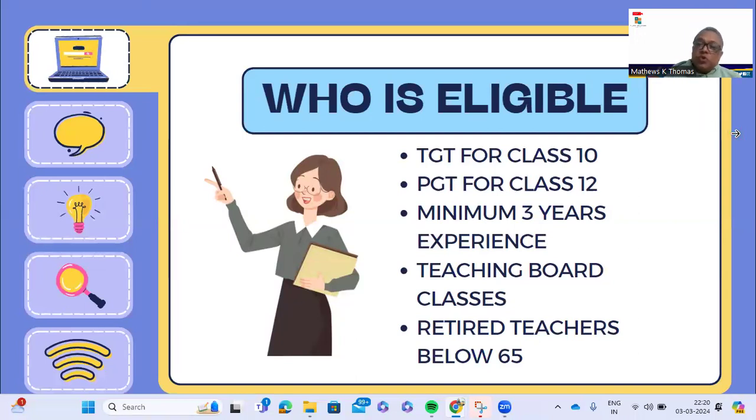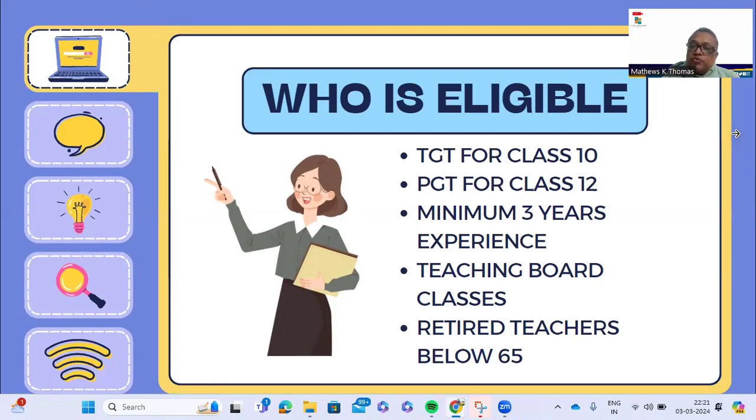Also, you should be teaching board classes. See, TGT means you are a teacher teaching 6 to 10. So it is quite possible that you are not teaching the board classes. You are teaching only 6, 7, 8. So you will not be given this duty of board correction. So you need to essentially be teaching class 10 so that you are eligible to check class 10 papers. Same with class 11 and 12. If you're teaching only class 11, you're not eligible to check a class 12 paper. So you should be teaching 10th and 12th to be eligible to correct the 10th and 12th papers, right?